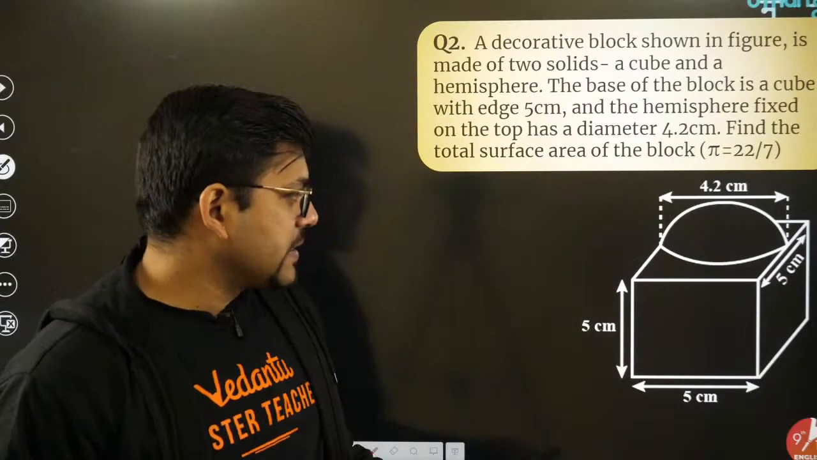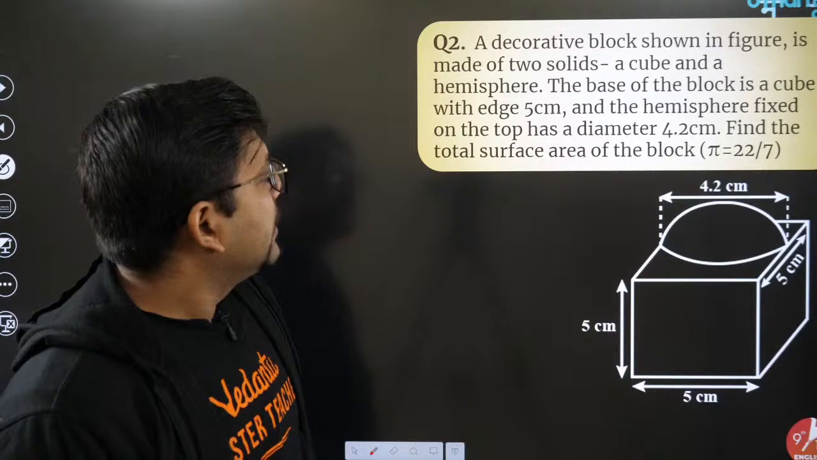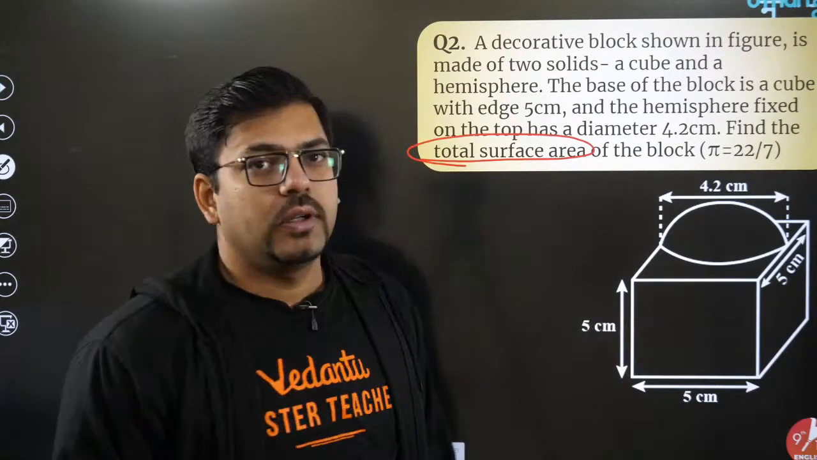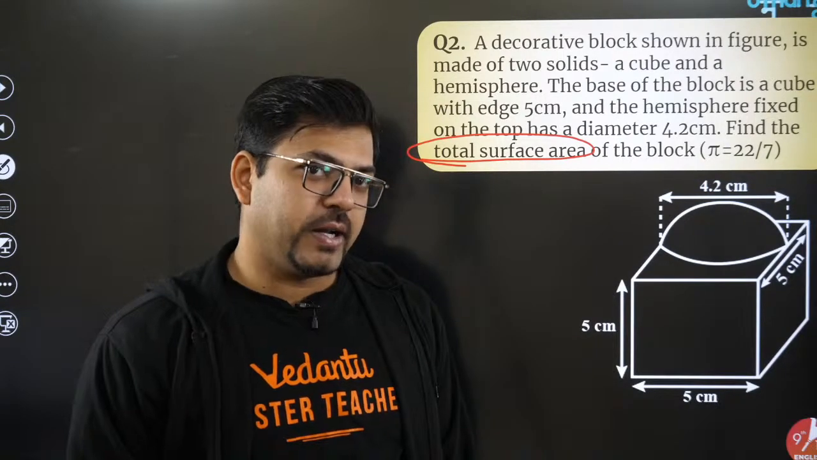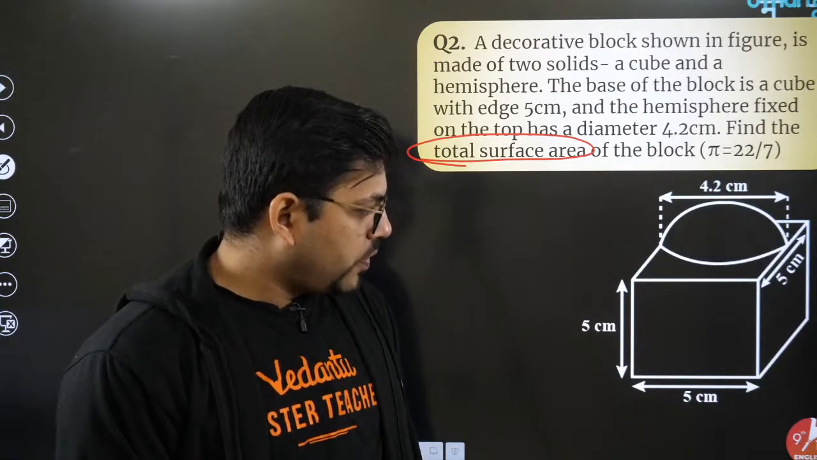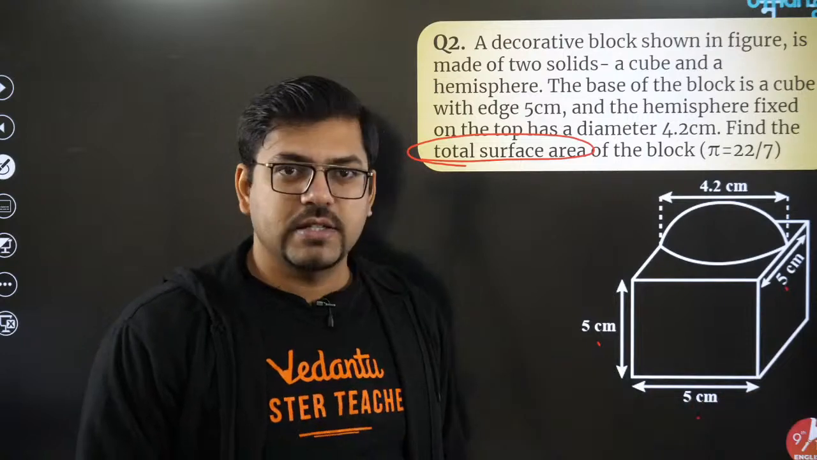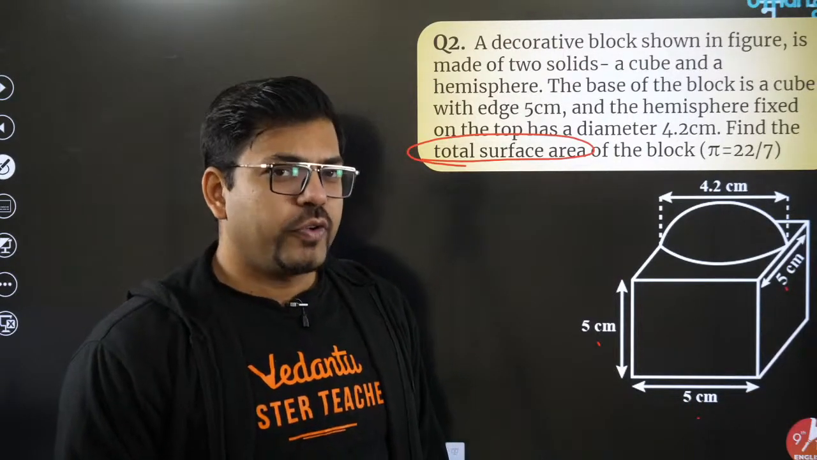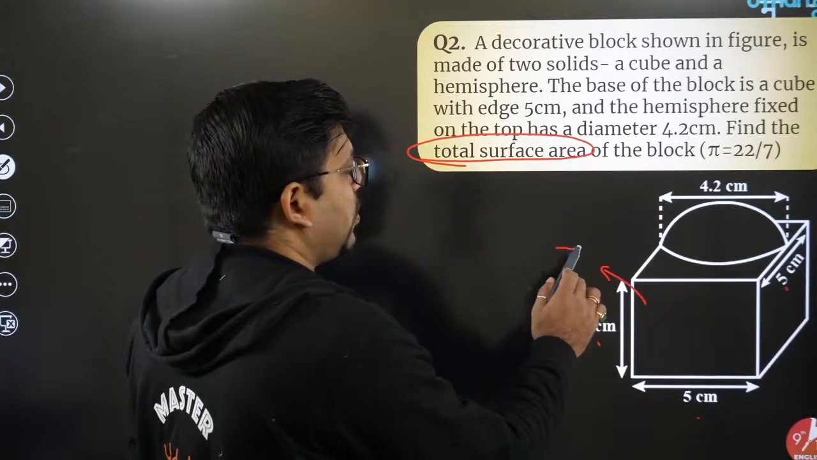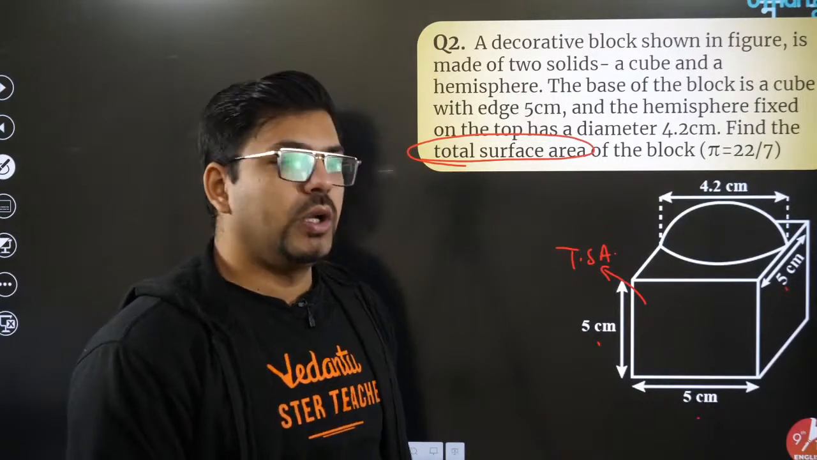Chalo, so let's move on, guys. Here's the next question. The question says that you have to find the total surface area of this block. Please pay attention, everyone. If you have to find total surface area, first of all, this is a cube, with side 5. Length, breadth, height are the same. So first of all you can get the TSA of the cube.